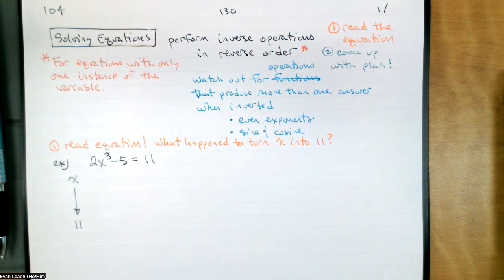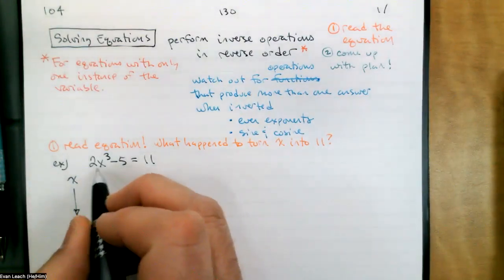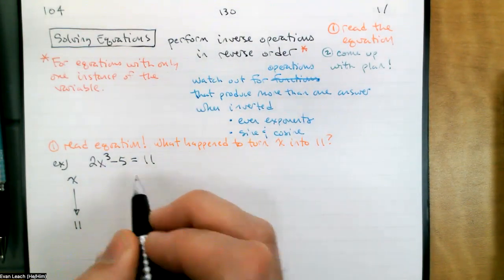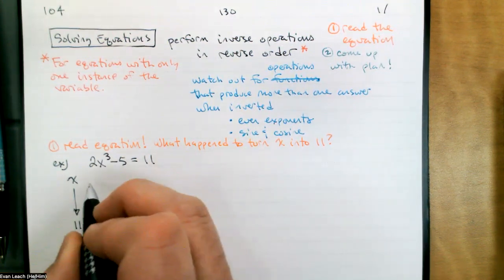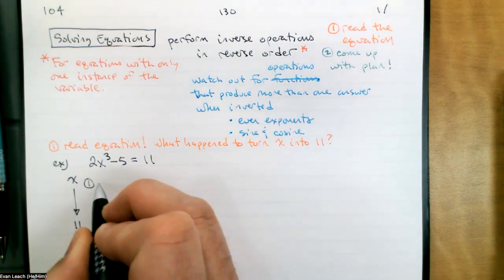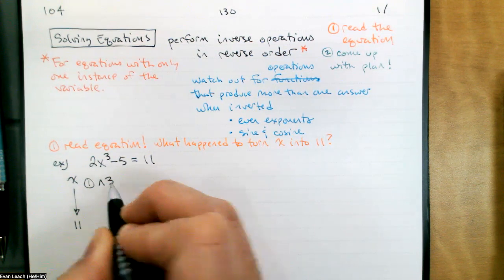So we're just going to follow the order of operations. What if I plug something in for x? The first thing that happens, there's times 2 and being raised to the third power and subtracting 5. The first thing that happens is we cube it. That's the first operation. x got raised to the third power.